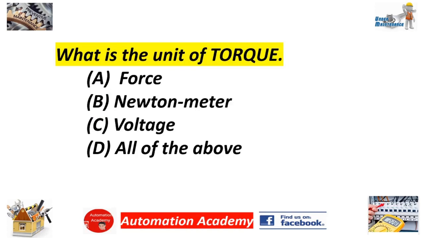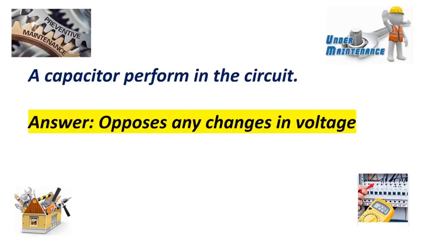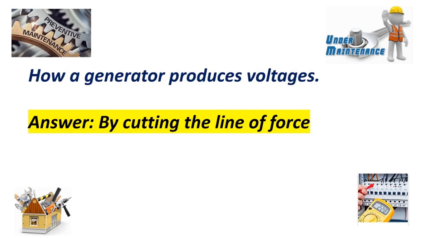What is the unit of torque? A, force, B, Newton meter, C, voltage, D, all of the above. Answer, B, Newton meter. A capacitor in the circuit: Answer, opposes any changes in voltage. How does a generator produce voltage? Answer, by cutting the lines of force.